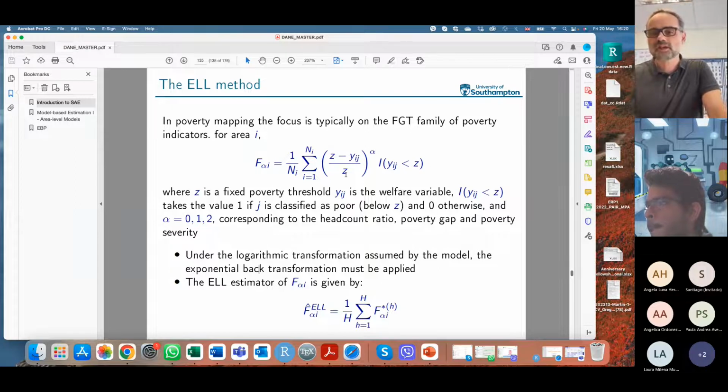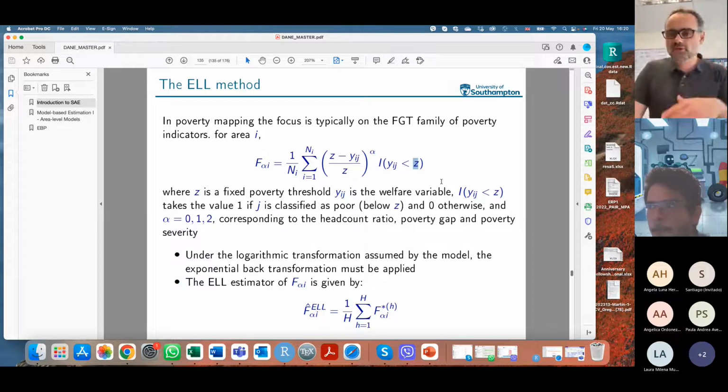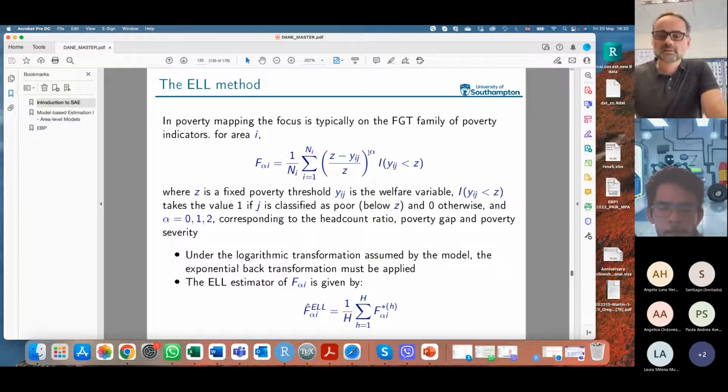FGT measures, okay, that are defined by this formula. The key thing here is that the Z is a fixed threshold, a poverty threshold. So it will depend really on what kind of poverty thresholds you use in Colombia, and alpha here, depending on whether you set, say, alpha 0, 1, or 2, will give you different values. So if you set different parameters, it will define different measures.